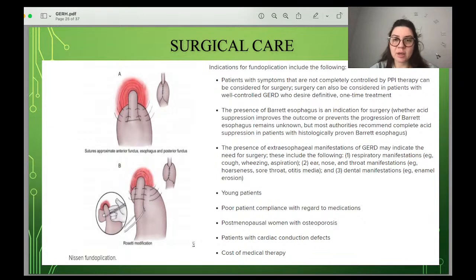Okay, surgical care, or anti-reflux surgery. The operation is named fundoplication.